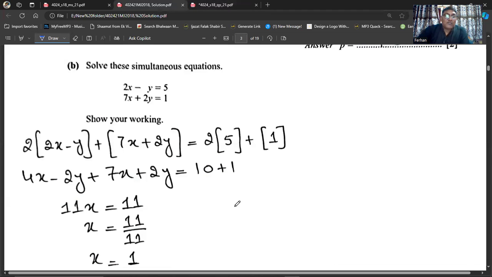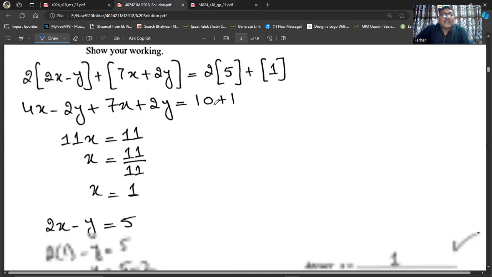So I am going to multiply the first equation with 2 and add it into the second equation. So 2 bracket start 2x minus y bracket close plus 7x plus 2y is equal to 2 bracket start 5 bracket close plus 1. So you will have 4x minus 2y plus 7x plus 2y is equal to 10 plus 1. So minus 2y plus 2y will be cancelled. You will have 4x plus 7x, that is 11x, is equal to 10 plus 1, which is 11. So x will be equal to 11 by 11, and that will be 1. So the value of x is 1.